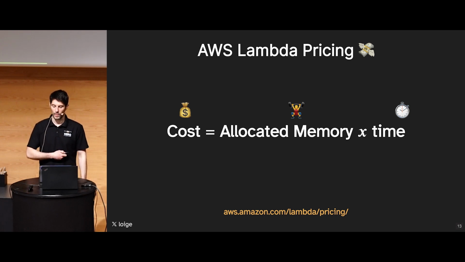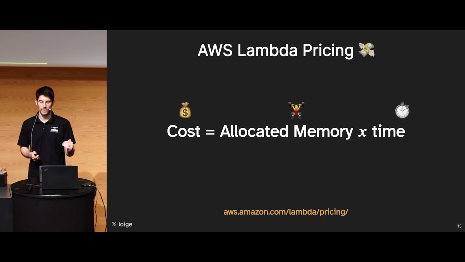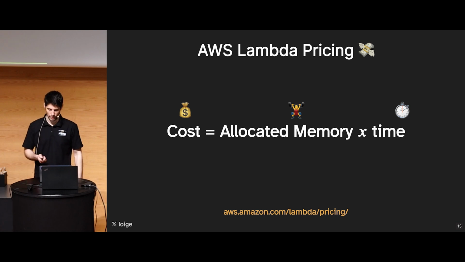For instance, if you go for 128 megabytes, depending on the region that you deploy your Lambda into, there will be a unit of price associated to that. Then you need to see how many milliseconds you are running your Lambda, and then multiply the unit of price by the number of milliseconds. And this is how you get your execution price for a Lambda function.